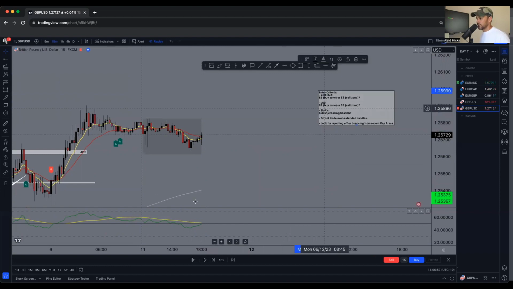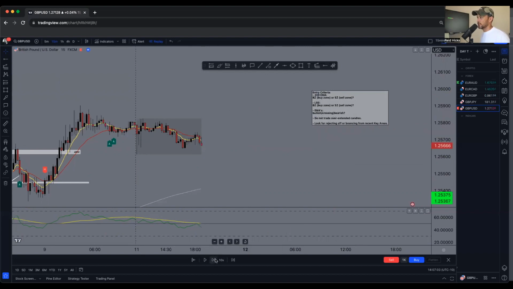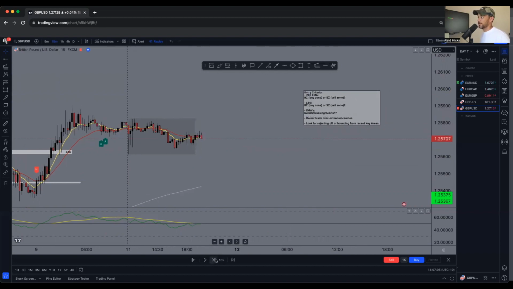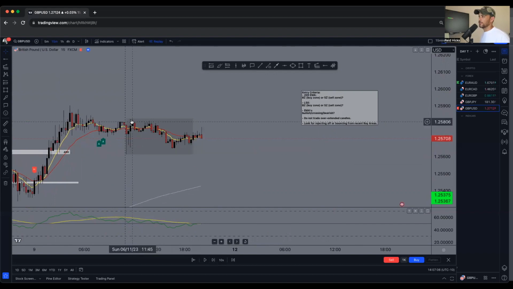L50, buy zone or sell zone? Buy zone. EMA is bullish, crossing bearish. Hold on, let's fast forward it. Let's get to 7 o'clock. Here we go. So it's consolidating. It didn't really make it. Started high, it ended lower, but it didn't end way, way low. So I am bullish on this.